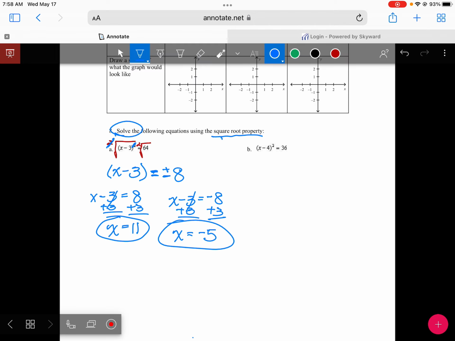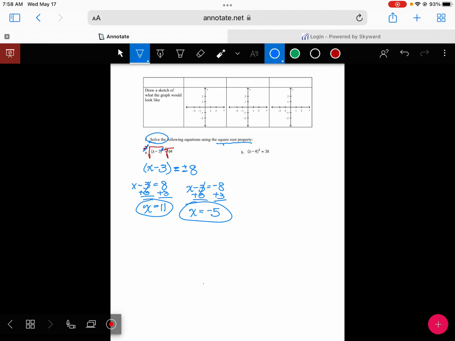Hey, we made it through 12. Did you remember some of it? Are you glad we went over it though? No? Yes, kind of. Somewhere in the middle. All right.